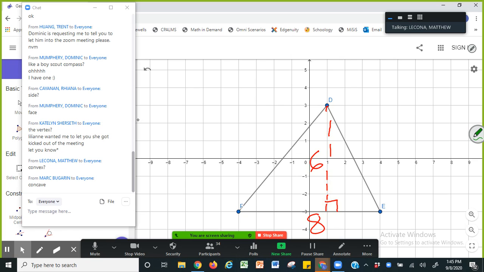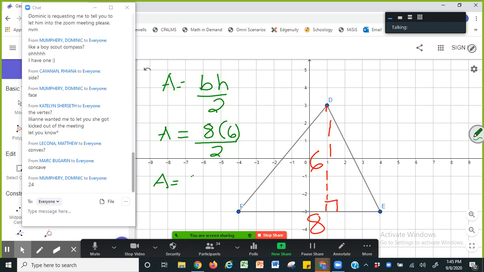Okay, so now what is the formula for area of a triangle? Base times height divided by 2. That's awesome. So base times height divided by 2. So go ahead, honey, plug in your numbers. And what will be the answer? Base 8, height is 6, 48 divided by 2, 24. You're right, also, Dominic, 24. So 24 square units. So perimeter is measured in linear units, while area is measured in square units.